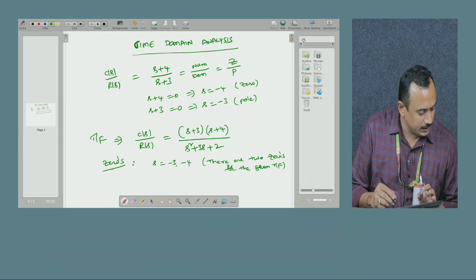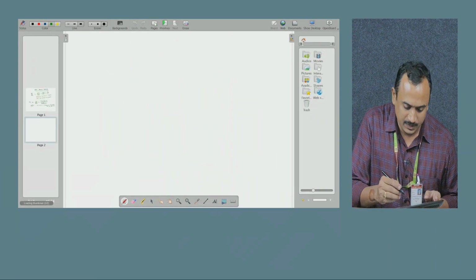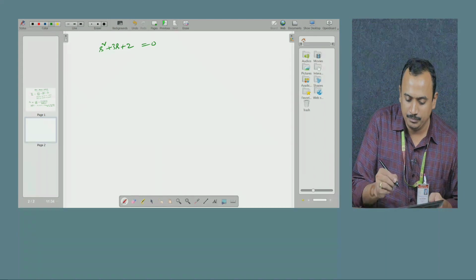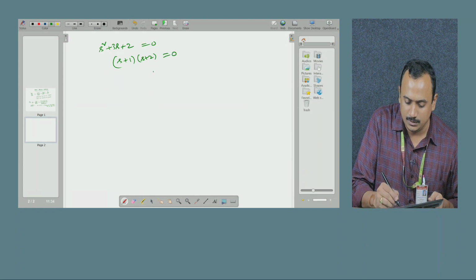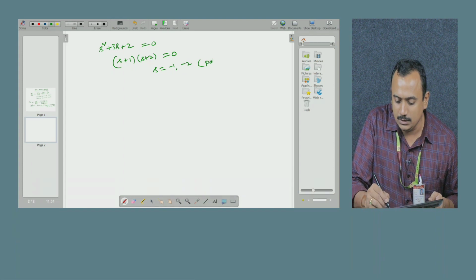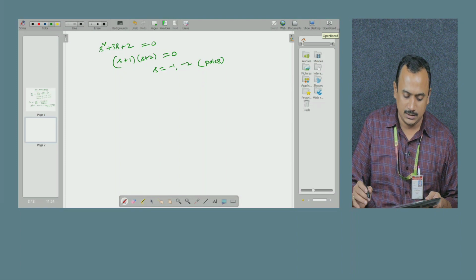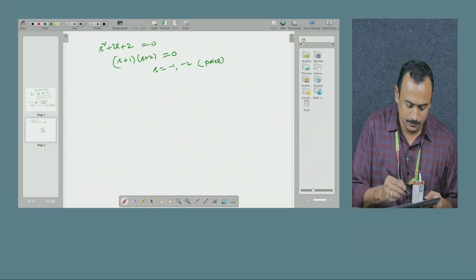Similarly, if you look at the poles, if you solve the denominator, s² + 3s + 2 = 0. Now this can be written as (s + 1)(s + 2) = 0. So from this s = -1 and -2. These two are the poles. So for this transfer function, we have two zeros and two poles.